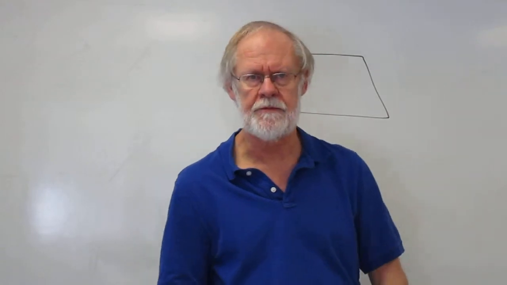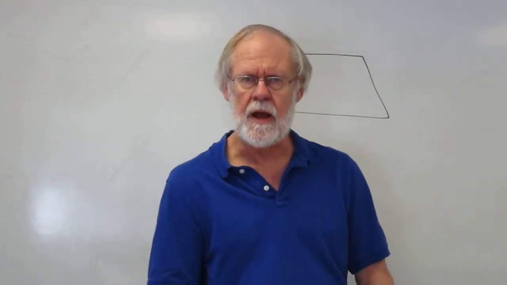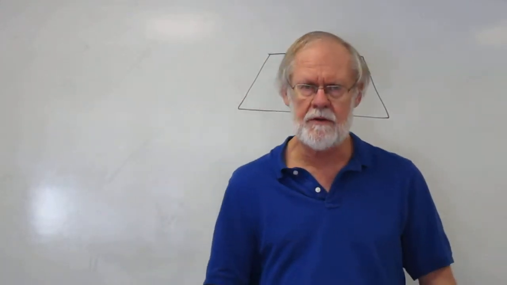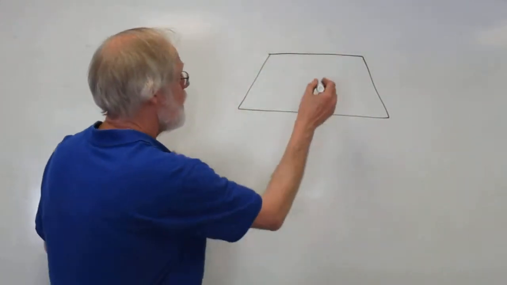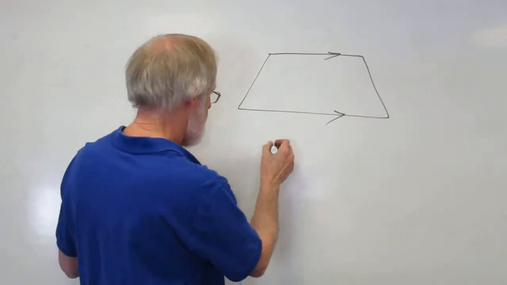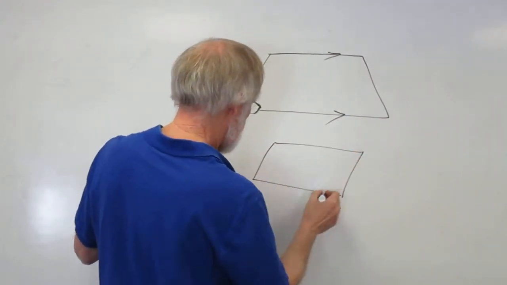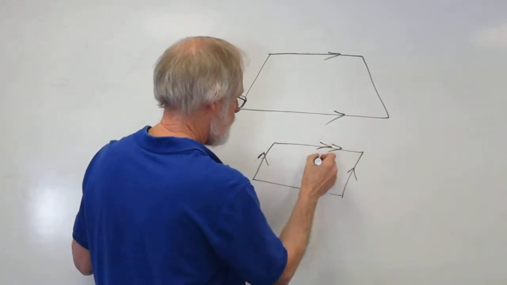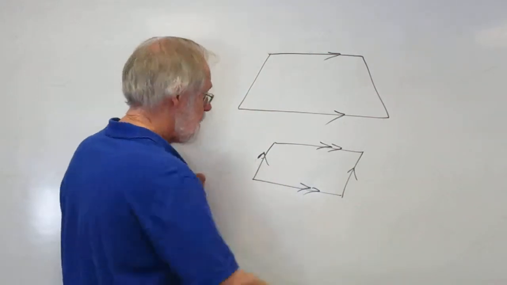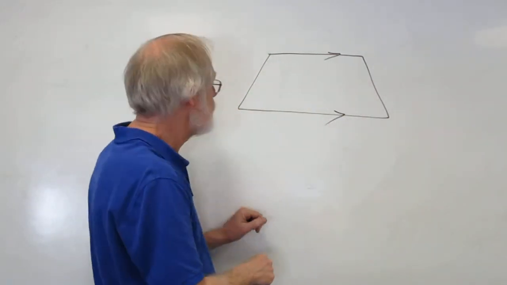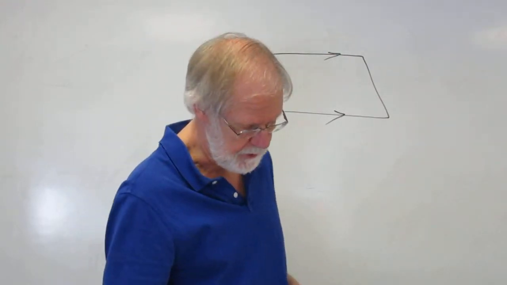This is section 6.5 of your geometry text, trapezoids and kites. A trapezoid is a quadrilateral with exactly one pair of parallel sides. Notice we've departed from the parallelogram, which we've been doing for a while, where you had two pairs of parallel sides, like that. Now you only have one pair of parallel sides. These two sides are not going to be parallel if it's a trapezoid.